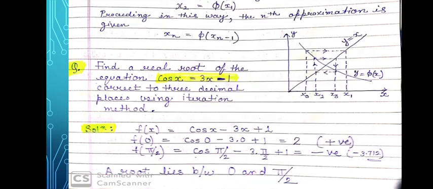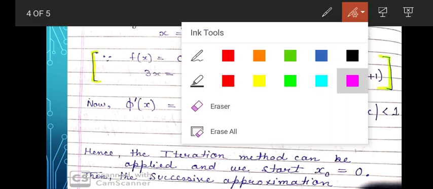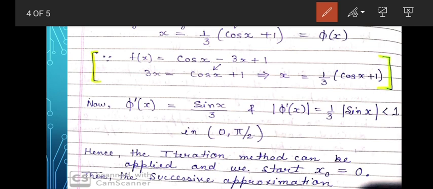Afterwards, in the iteration method, the important concept is this. Our question was f(x) equal to cos x minus 3x plus 1. So if we have to find the value of x with the help of this, the value of f(x) is cos x minus 3x plus 1.